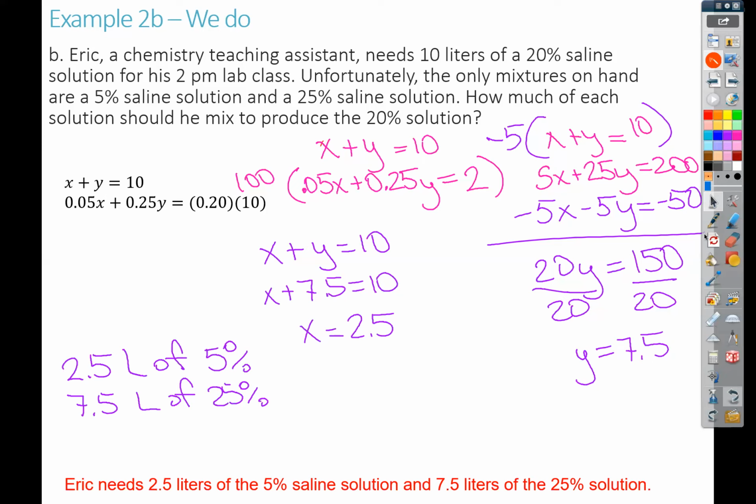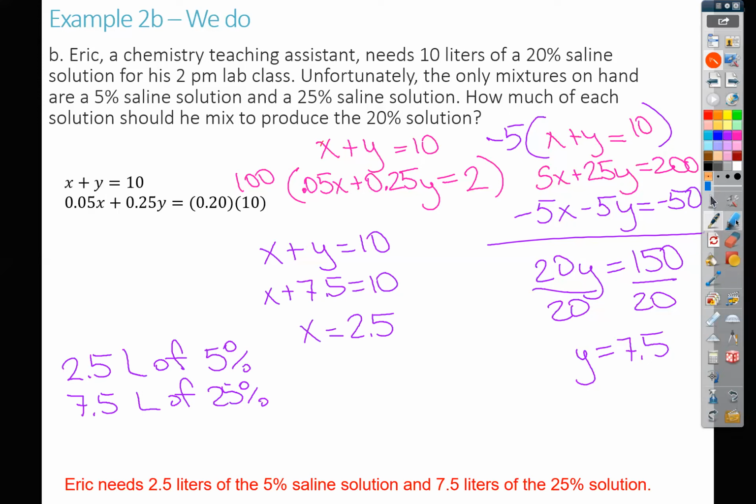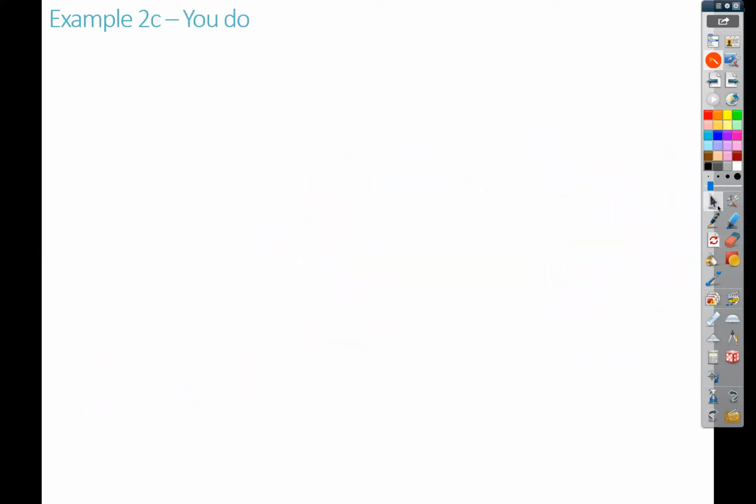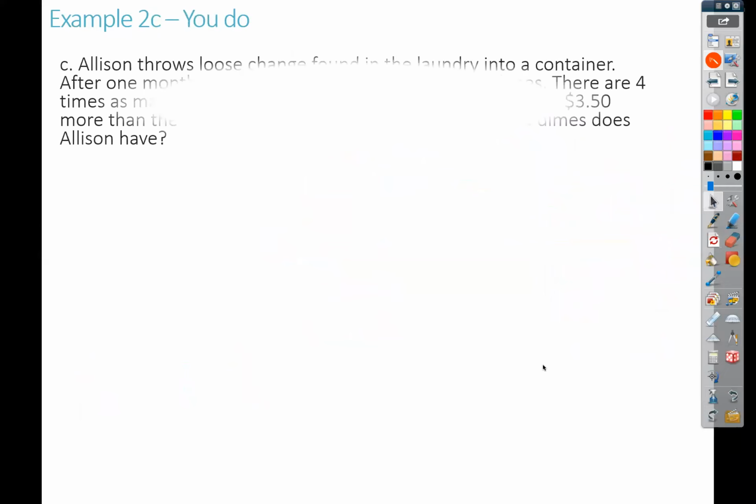I will tell you, the most common mistake that I see is that students forget to do this. They forget to multiply the final percentage by the total weight that they need right here. So that is the most common mistake. All right, so here you go. You do this one.